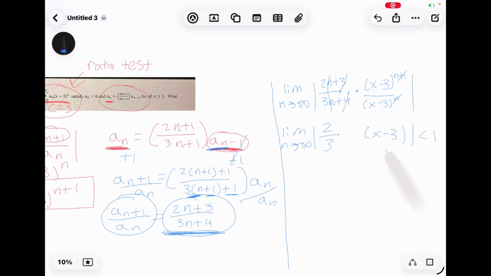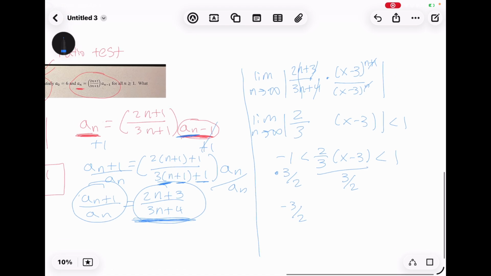So now you add 3 to both sides. Oh, this is negative 1 less than 2 over 3 times x minus 3, less than 1. Divide this by 2 over 3, which means we'd be multiplying by 3 over 2. So that would be negative 3 over 2 less than x minus 3, and then this would also be multiplied by 3 over 2, so it's just 3 over 2. And then add 3 to all sides.